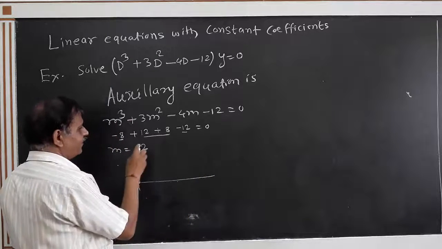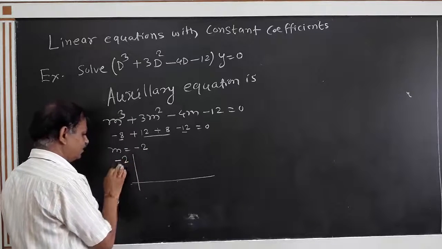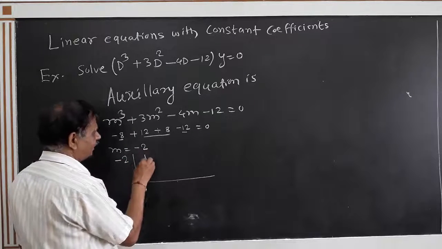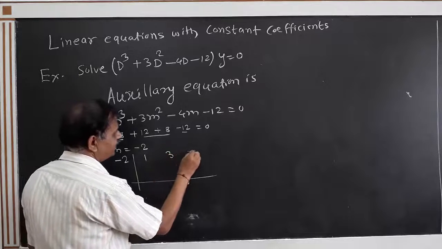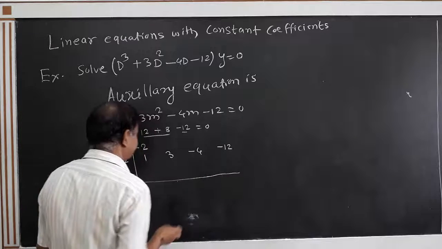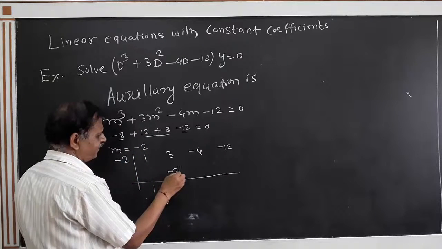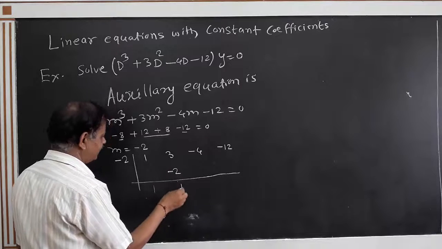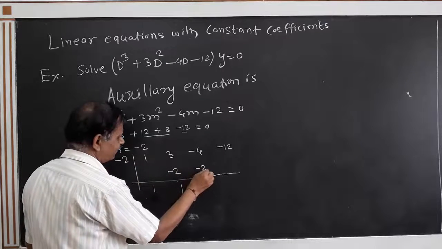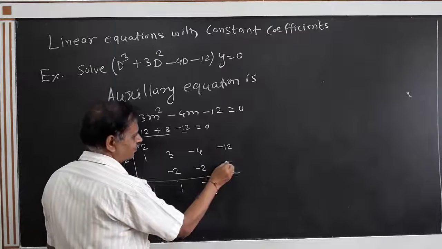Now, we shall divide this polynomial synthetically by m plus 2. Therefore, minus 2 we shall write here. 1, 3, minus 4, minus 12. We had written coefficients. 1 is carried as it is. 1 into minus 2 is minus 2. Minus 2 and 3, 1. 1 into minus 2 is again minus 2. Minus 4 minus 2, minus 6. Minus 6 into minus 2, 12.